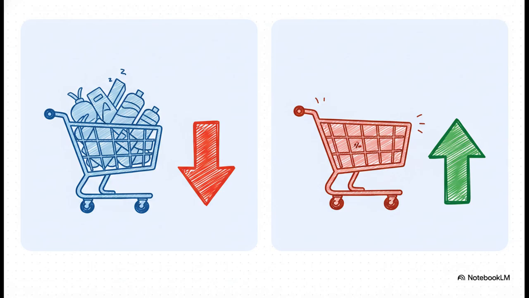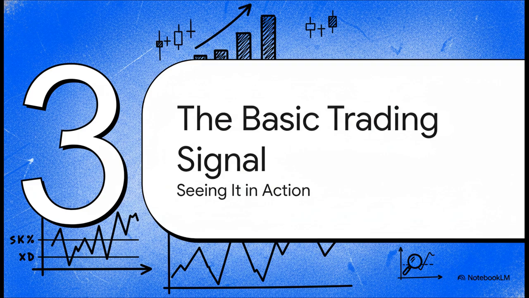So this leads to a really simple and honestly a very popular rule of thumb. If it's overbought, you look for a chance to sell. If it's oversold, you look for a chance to buy. Seems easy enough, right? Okay, let's see how this simple little rule actually plays out on a real chart.